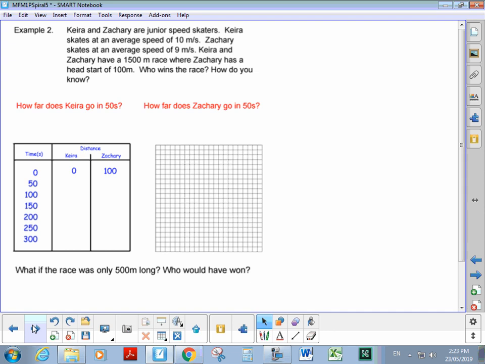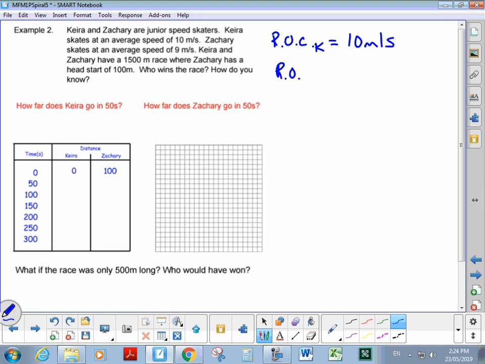Next. Kira and Zachary are junior speed skaters. Kira skates at an average of 10 meters per second. Zachary skates at an average of 9 meters per second. So those are rates of change. So rate of change or unit rate, and I'll put K for Kira, is 10 meters a second. Rate of change, Zachary is 9 meters per second.